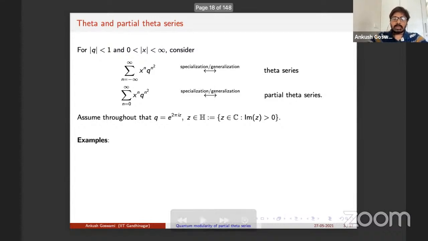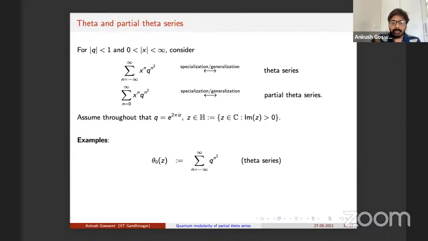Some examples. If you consider the first series with x equal to 1, which is denoted by theta sub 0 of z, then this is defined to be the sum running over all integers n of q to the power of n squared. So this is an example of a theta series.